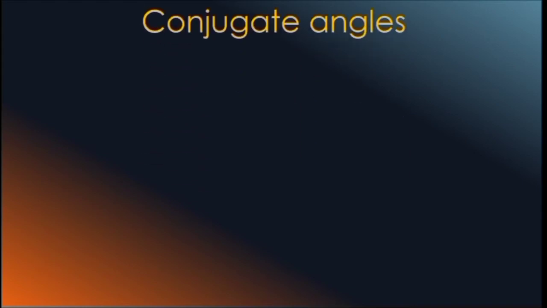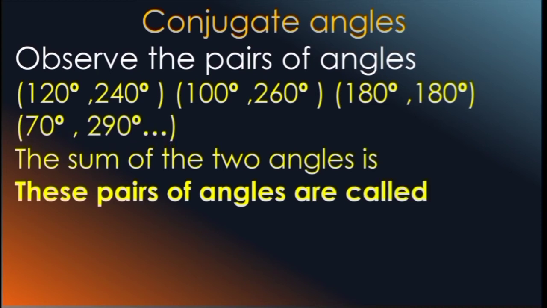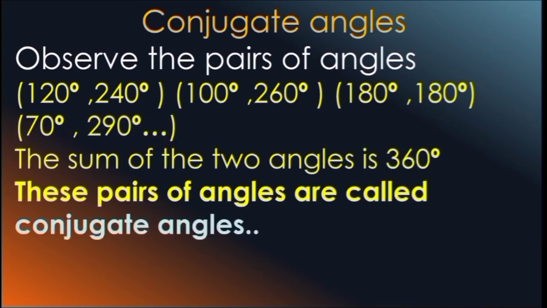Now conjugate angles. Observe the pairs of angles 120 degree and 240 degree, 100 degree and 260 degree, 180 degree and 180 degree, 70 degree and 290 degree. The sum of the two angles is 360 degrees. These pairs of angles are called conjugate angles.